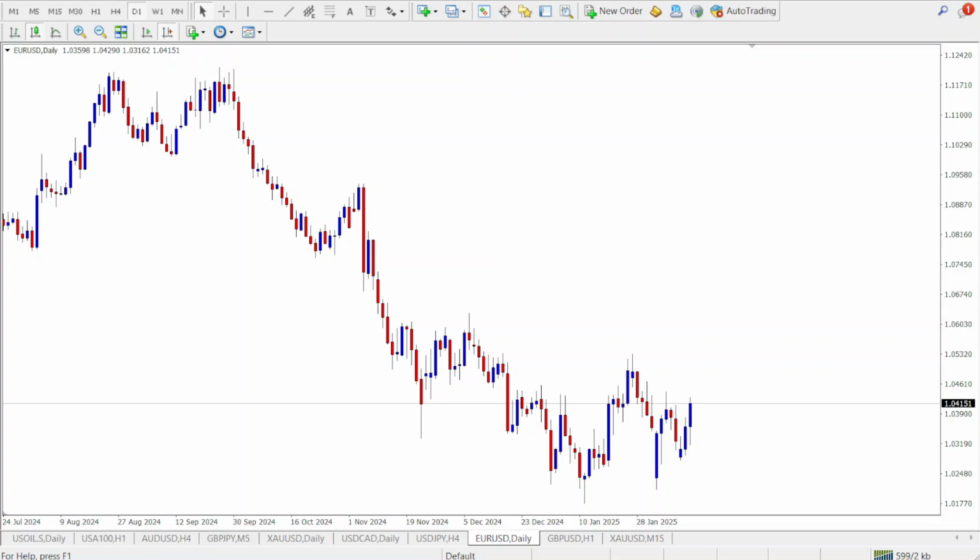Let's get into it. All right, first things first, what exactly is price action trading? Simply put, price action is the art of reading raw market movements without relying on indicators. All right, it's all about analyzing candlestick patterns, market structure, and key levels to make informed trading decisions.